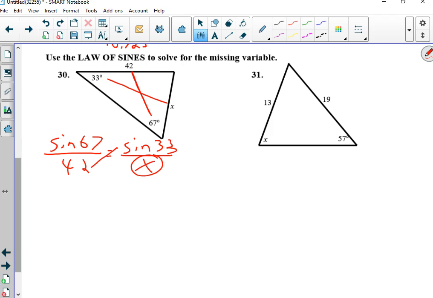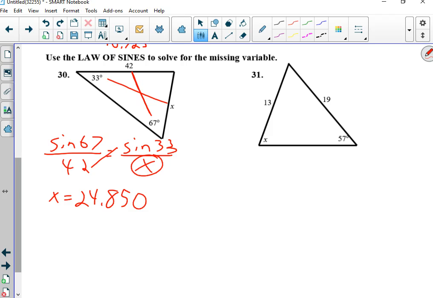Now, you've got to be careful. You have a couple choices. You can type in 42 times sine of 33, enter, then divide by sine of 67, enter. Or you can do 42 times sine of 33, but make sure you close the parentheses, then the division sign, sine of 67. It makes no difference. X equals 24.85, and again 0, because it is just 0.